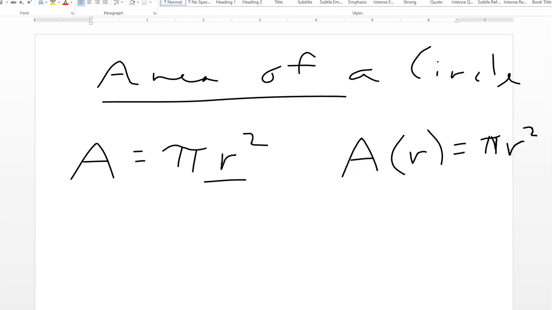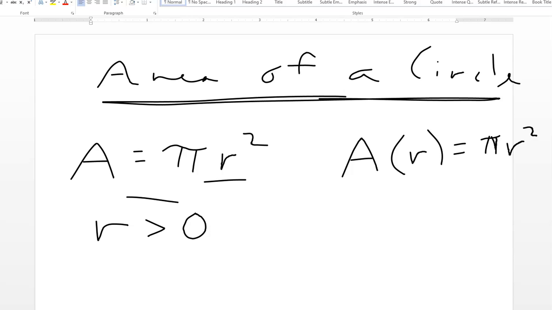Also, the radius couldn't be 0, because if the radius was 0, you wouldn't have yourself a circle, you'd have yourself a point. So we would say R would be greater than 0 for that domain, for a real life situation. Even though mathematically, the natural domain for R is all real numbers, because it has to do with an application here, the domain is limited to R being greater than 0.